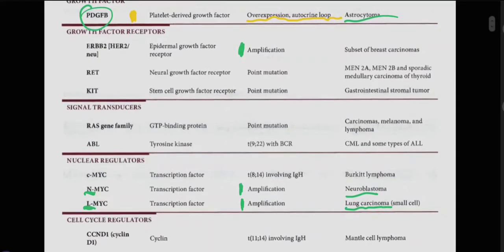Next amplification is CDK, cyclin-dependent kinase, which leads to melanoma, one of the causes of melanoma. The other cause of melanoma is the RAS gene family. This occurs due to point mutation. Point mutations would be marked by blue: RET family, KIT family, and RAS gene family. They all occur by point mutations.